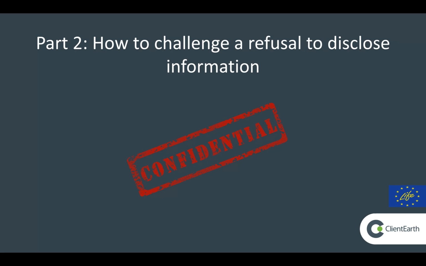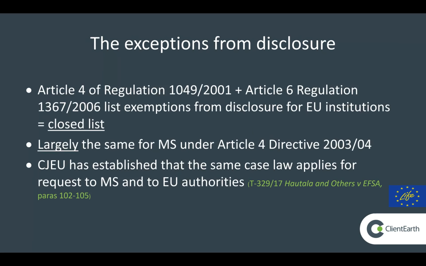So first of all, what is important to understand is that there are valid exceptions included in the legislation. On EU level, this is in the two regulations that Anne has already referred you to, regulations 1049 and 1367, Articles 4 and 6. This lists the exemptions from disclosure that the EU institutions may rely on, and very similarly on member state level, those are covered by Article 4 of Directive 2003/4, and they are largely the same.